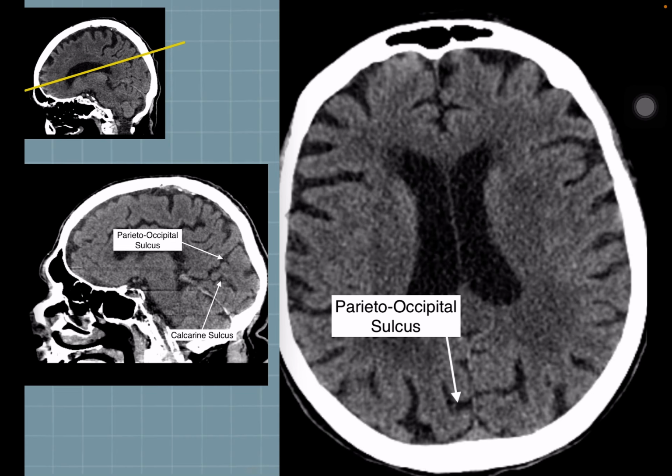Now this is an axial cut through the lateral ventricle. Here we would like to visualize the parieto-occipital sulcus, which separates the parietal lobe from the occipital lobe, and it is best appreciated in the sagittal plane. We need to find the Y sign.